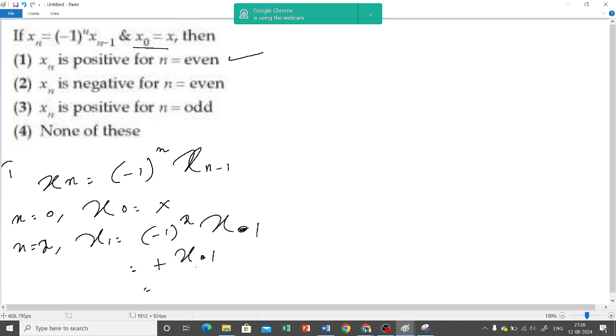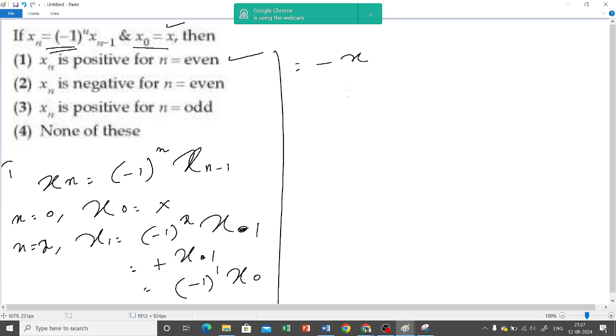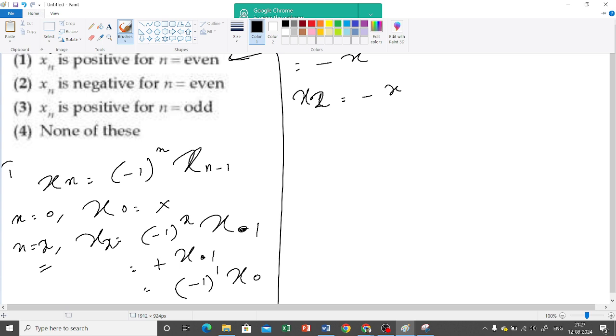Okay. Now if x equals to 1, then again putting that value of n is equals to 1 in this case, what will happen? Minus 1 to the power 1 into x0, right? So that will give me minus x. Why? Because x0 is x. So I'm getting that x2 is equals to minus x. So that means option 1 becomes false, because when I took n as 2 I am getting x2 as negative value. বুঝতে পারোনি? আবার করছি, wait, I'm doing it once again.